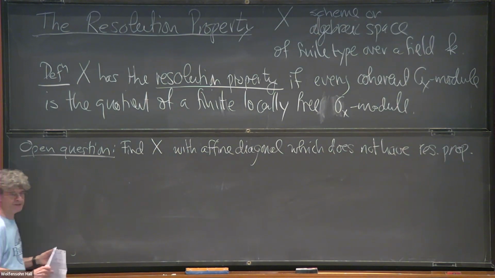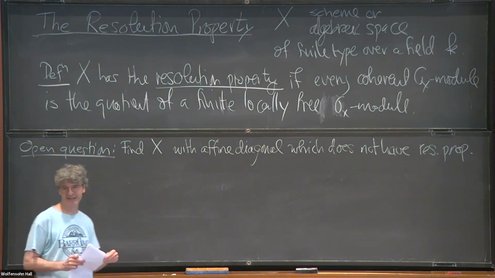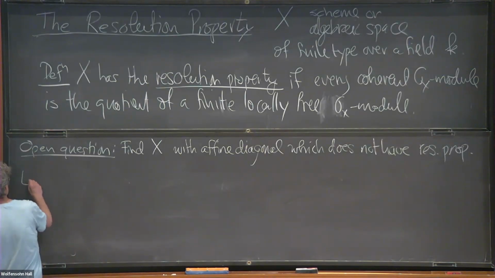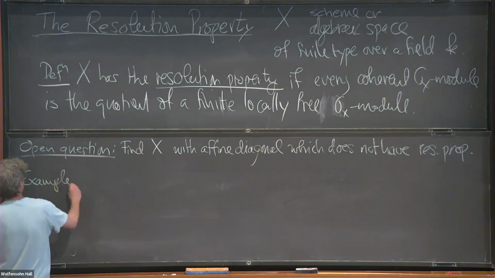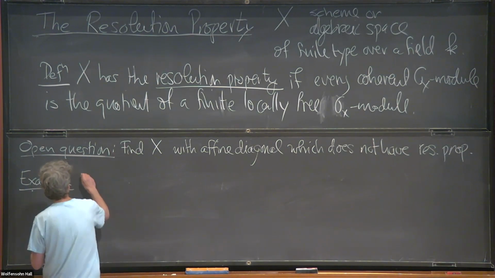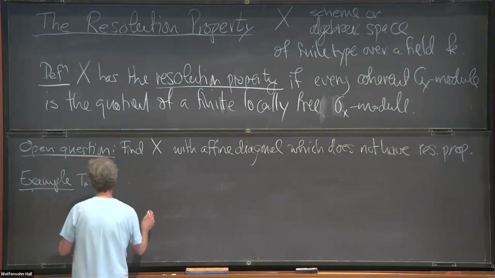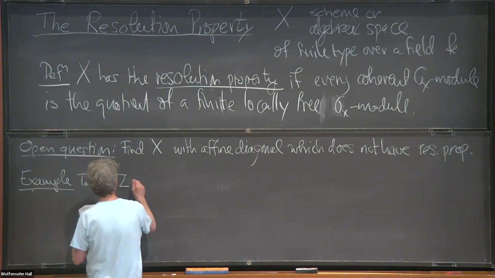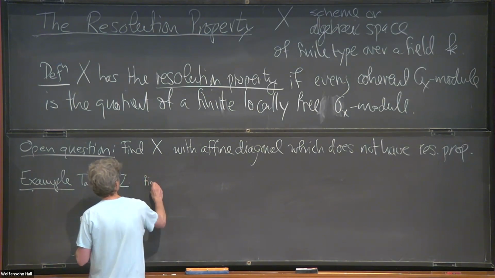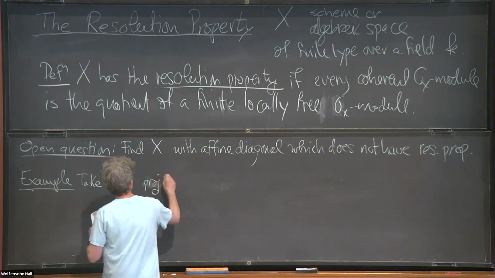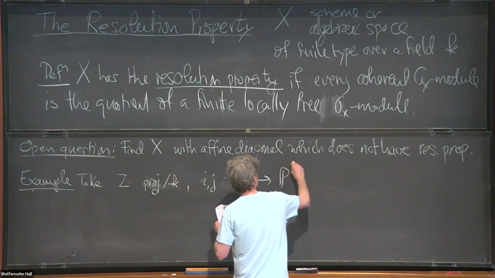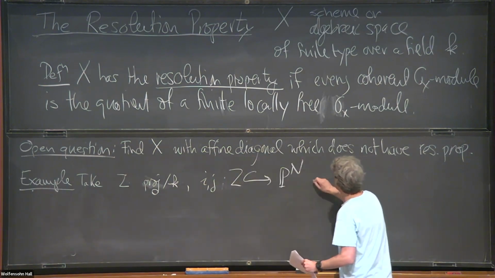I have a favorite way to make an example, but I can't prove it is an example. So take Z, a finite type projective scheme over a ground field, and two closed immersions I and J into P^n over the ground field, I of Z.